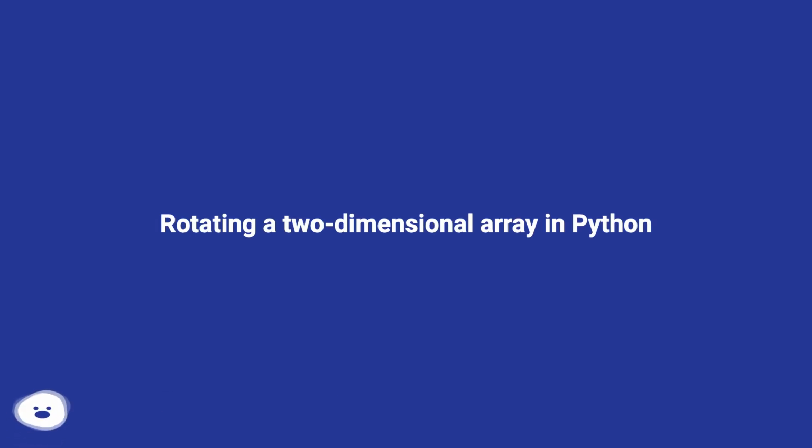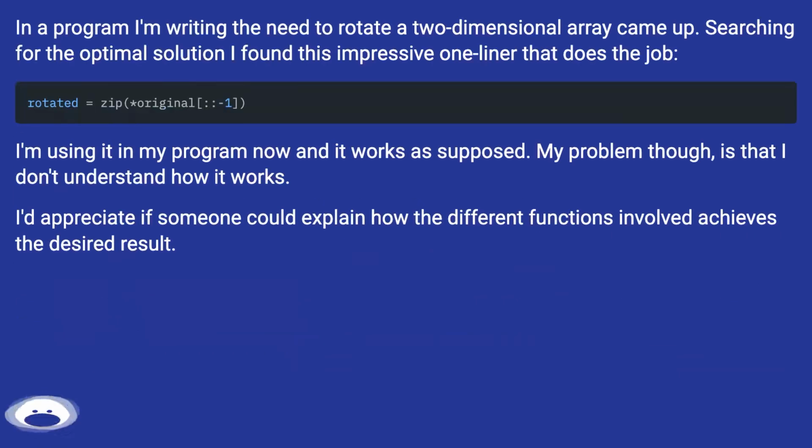Rotating a two-dimensional array in Python. In a program I'm writing, the need to rotate a two-dimensional array came up. Searching for the optimal solution, I found this impressive one-liner that does the job. I'm using it in my program now and it works as supposed. My problem though, is that I don't understand how it works. I'd appreciate if someone could explain how the different functions involved achieve the desired result.